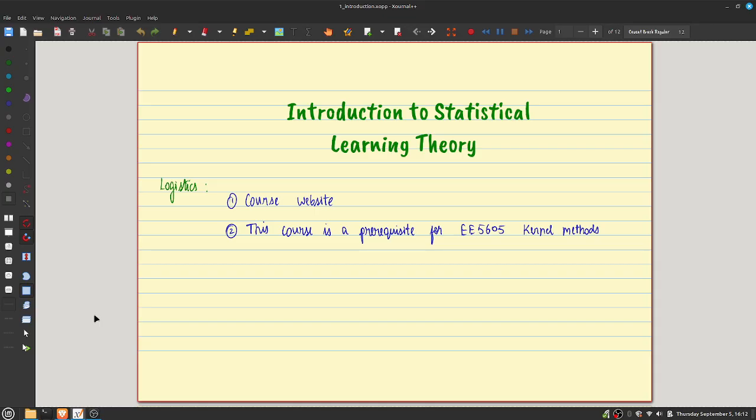Another point is that this course is a prerequisite for EE 5605 Kernel Methods, which will be offered in the last 2 segments of this semester. So we will, in fact, be borrowing a lot of material from this course into that course. You can think of it as a continuation. I will not recap things when I start the kernel methods course.